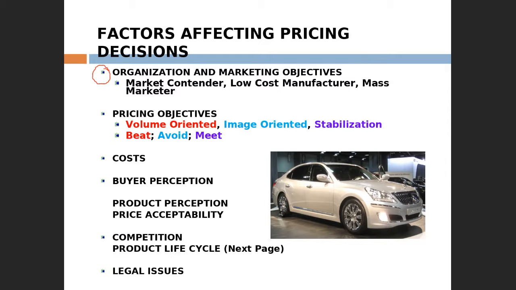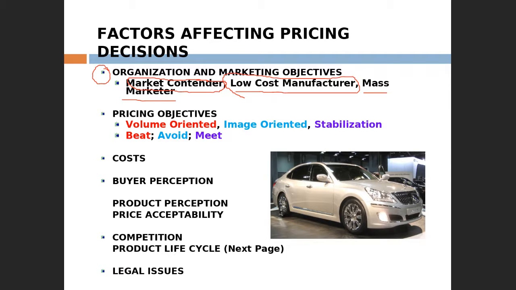So, for example, your goal as an organization could be that you want to be a market contender. You want to compete in the market with the rest, as opposed to ignoring the rest of the players in the marketplace. Your goal as an organization could be to be a low-cost manufacturer. And your marketing objective could be, for example, to be a mass marketer, that is, to sell to everybody. So marketing objectives are market contender and mass marketer, and an organizational objective could be low-cost manufacturer.